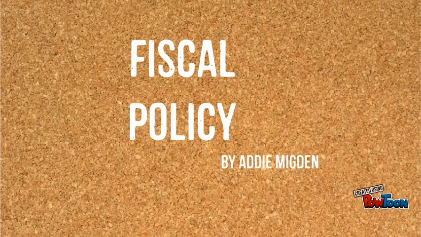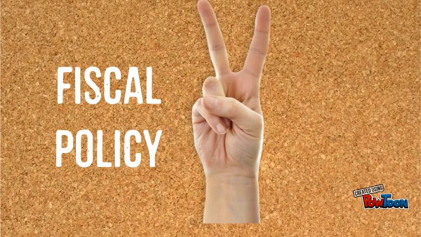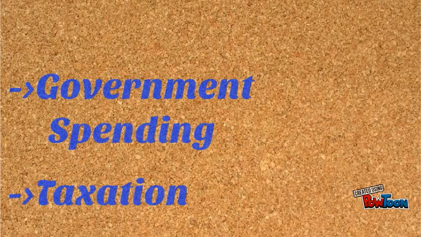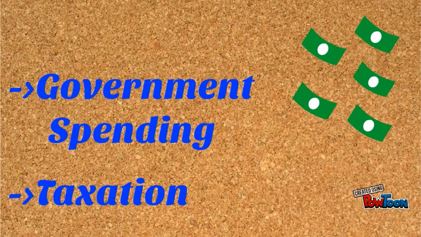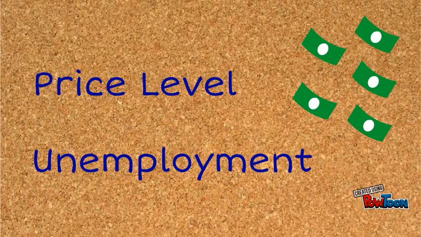Fiscal Policy by Addie Migden. Fiscal policy is one of two ways to influence the economy. Through changes in government spending and taxation, Congress can manipulate the status of the United States economy. Depending on each of the three key economic situations, which will be explained later, price level and unemployment are the two factors most affected. There are two policies that Congress uses to fix the economy.